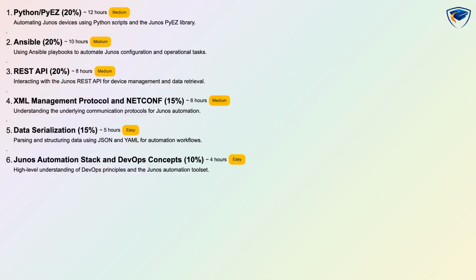High-level overview of the domain weights. Python PyEZ is 20%, Ansible is 20%, REST API is 20%, XML management and NETCONF are 15%, data serialization is 15%, and Junos automation stack and DevOps concepts are 10%. The exam mixes hands-on tasks and conceptual scenarios, so expect practical exercises alongside knowledge checks.